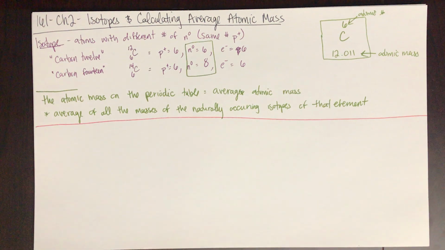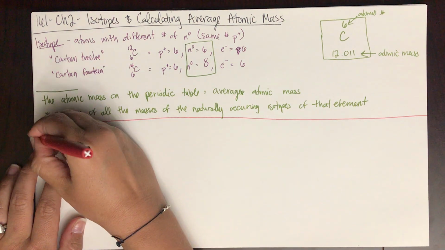Okay, so let's say that there are 2 isotopes of nitrogen.